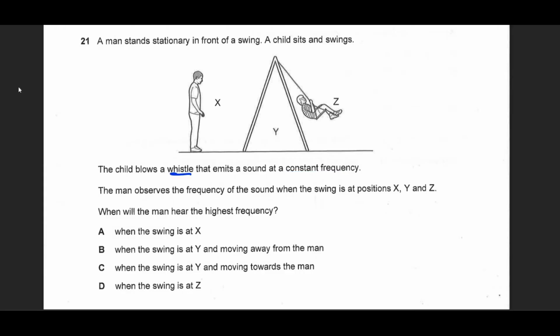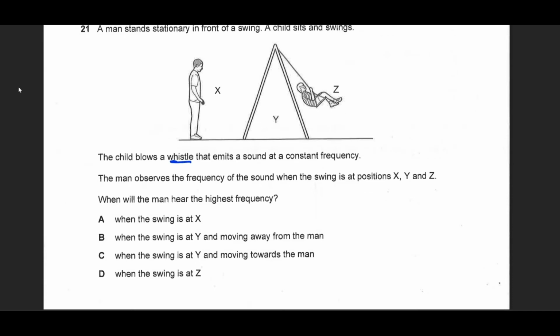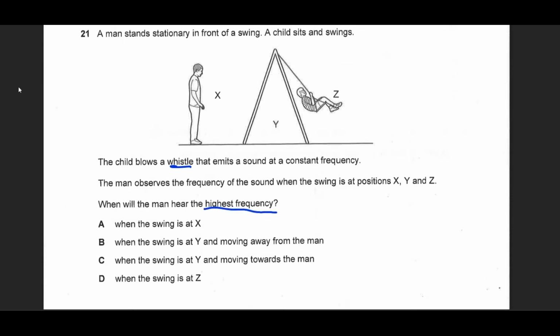It's not changing. But as a swing takes place, as the child moves on the swing, the frequency heard by the observer will be different. Now he asks, when does he hear the highest frequency? If the frequency is supposed to be higher, then the object should be moving towards the observer. From the Doppler effect, we know that if it moves away, the frequency heard will be less. If it moves closer, the frequency heard will be higher. So it should be moving towards the observer. That is what we remember from the Doppler effect.